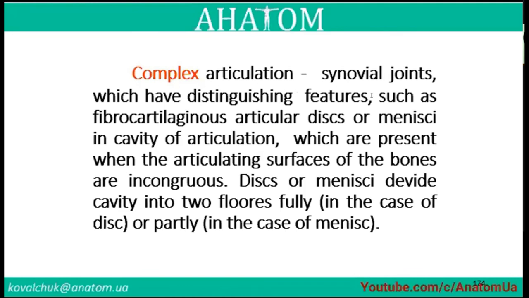Complex articulations are synovial joints which have distinguishing features such as fibrocartilaginous articular discs or menisci in the cavity of the articulation, and which are present when the articulating surfaces of the bones are incongruous. What does congruence mean? When one surface has a fossa, the other surface has the same form and they connect. If not, for example between vertebrae, discs and menisci will be present in a complex articulation.